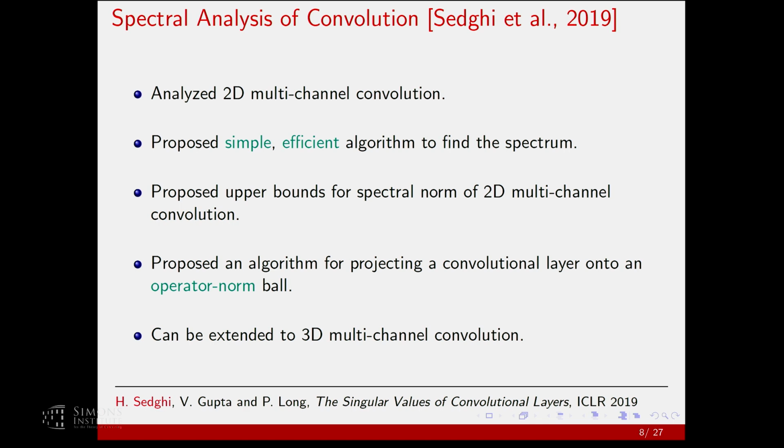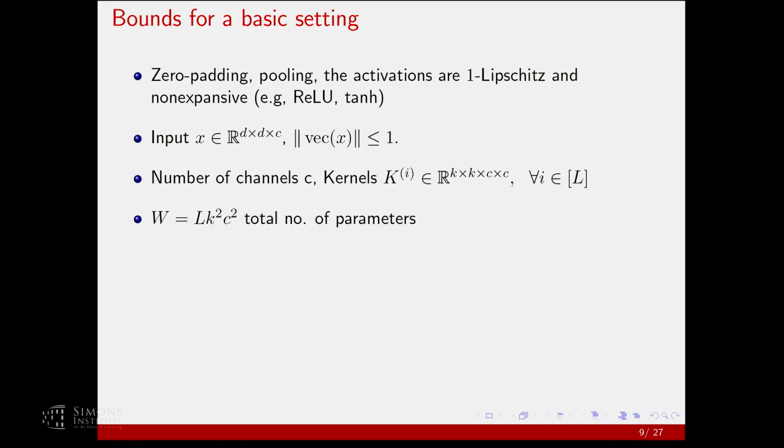So the reason for mentioning this is that in the rest of the talk, I'll be talking a lot about the spectral norm of the operator matrix corresponding to convolution. And I want to mention that whenever I say that, please note that we already have a good algorithm. It's simple and efficient to find that. So let's get started. I will start with a basic setting.